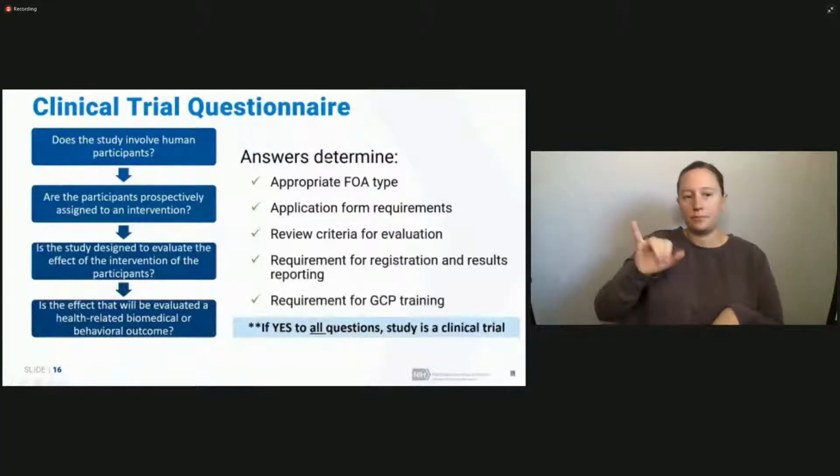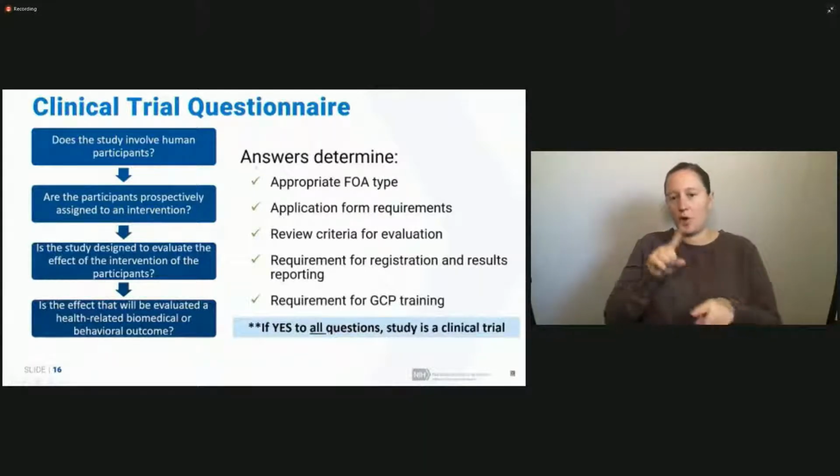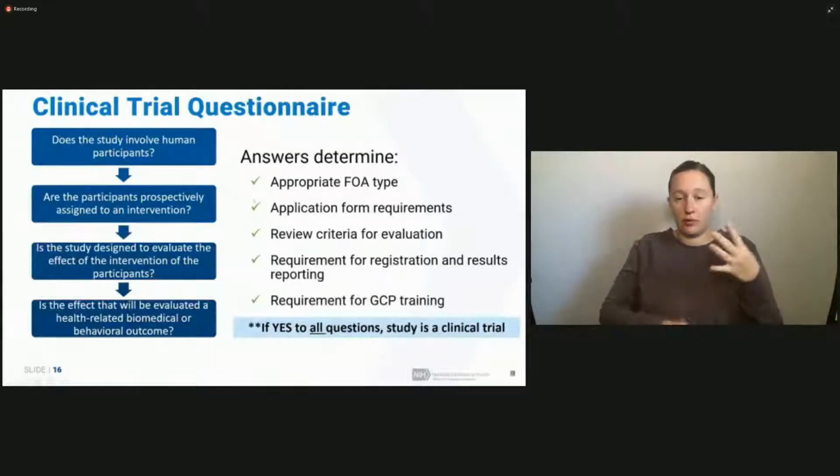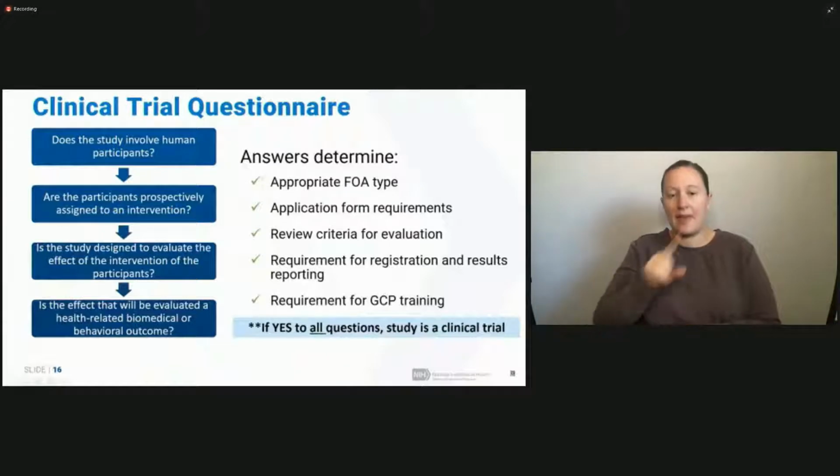NIH has put together a clinical trial questionnaire, a set of 4 questions that are lifted directly out of the clinical trial definition. And as you go through each one of these questions, if you answer yes to all of them, this is a clinical trial. If you answer no to any one of them, it's not a clinical trial by definition.